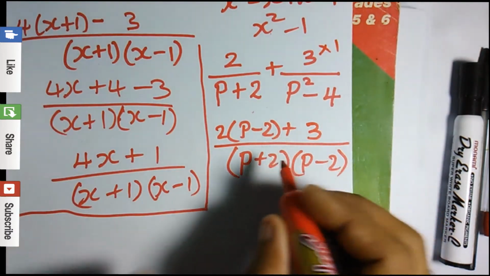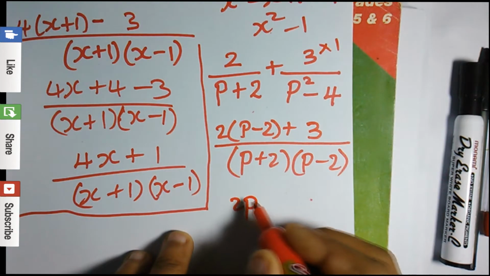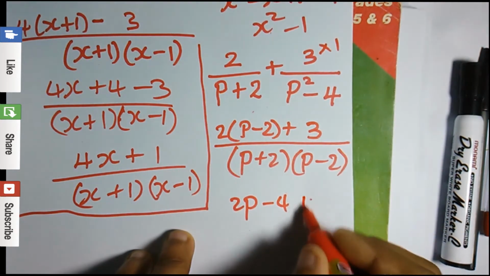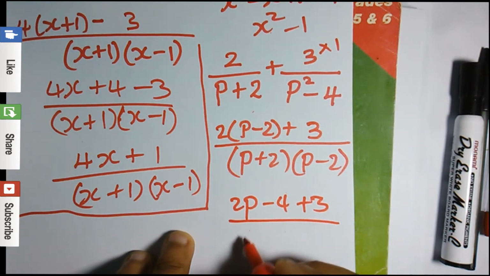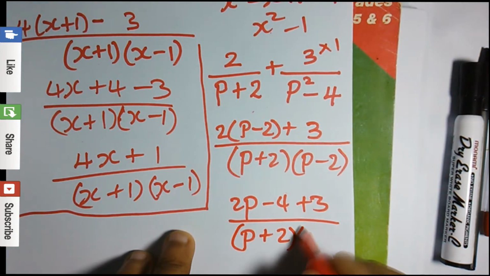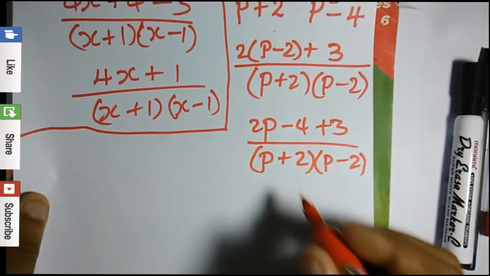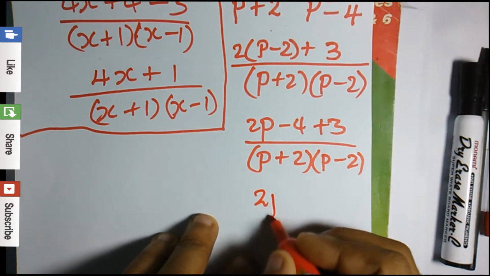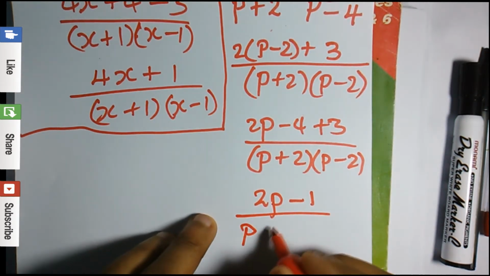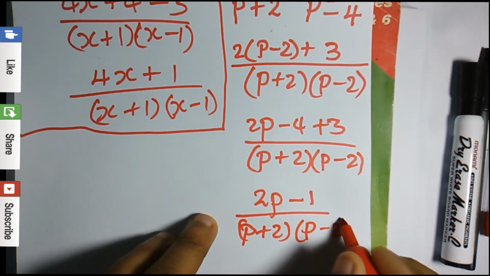Now we're going to use distributive law to expand the bracket. So 2 times p is 2p. 2 times minus 2 is minus 4. Rewrite the plus 3 all over p plus 2 times p minus 2. Simplify the top, so it would be 2p minus 1 all over p plus 2 times p minus 2.